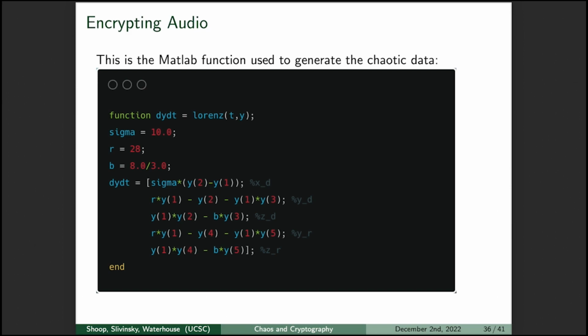This is the MATLAB implementation of the coupled Lorentz equations we are solving for this example. The first 3 functions make up the driver system, and the 4th and 5th make up the receiving system. Note how the receiving system depends upon the driving system, with its use of the y1 state variable.